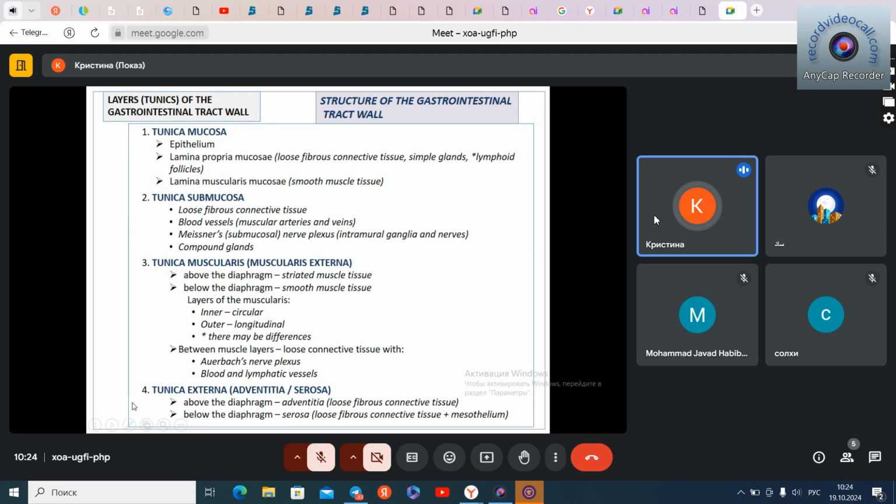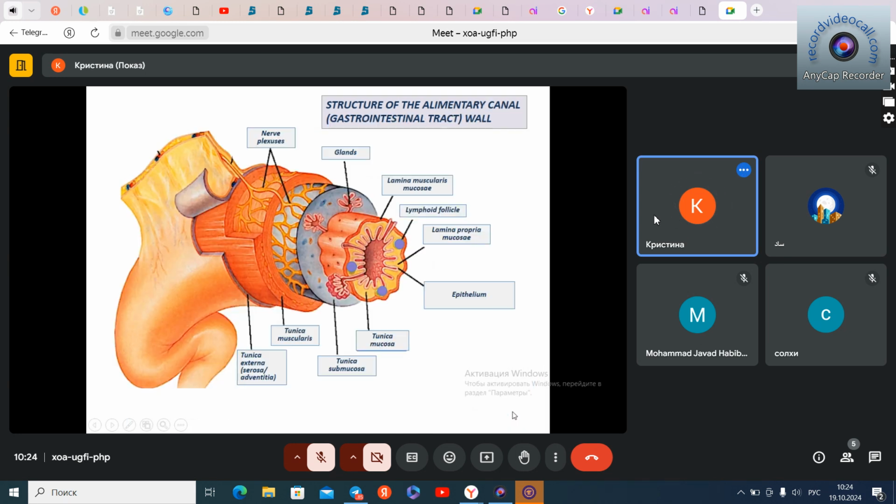The outer layer of the gastrointestinal tract wall is the tunica externa, which can be adventitia or serosa. Above the diaphragm, for example, in esophagus, we have adventitia, which contains loose fibrous connective tissue. Below the diaphragm, we have serosa, which contains not only loose fibrous connective tissue, but also mesothelium, which covers it from the outside.